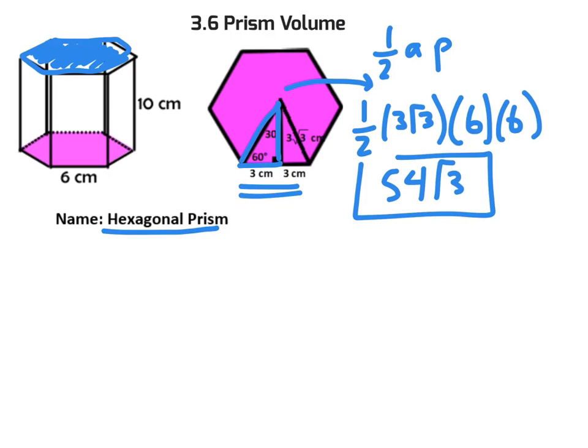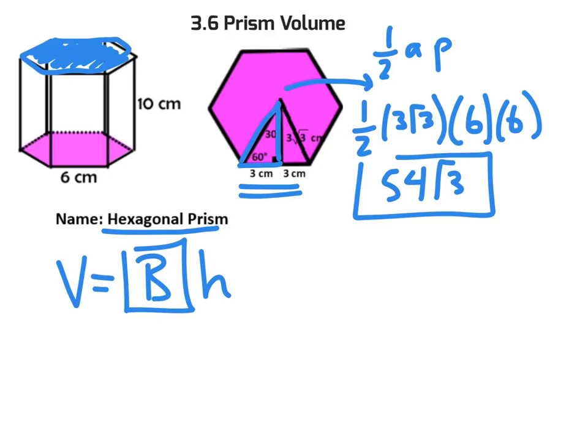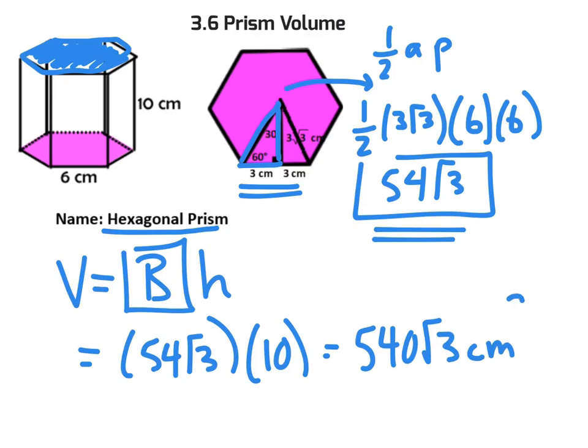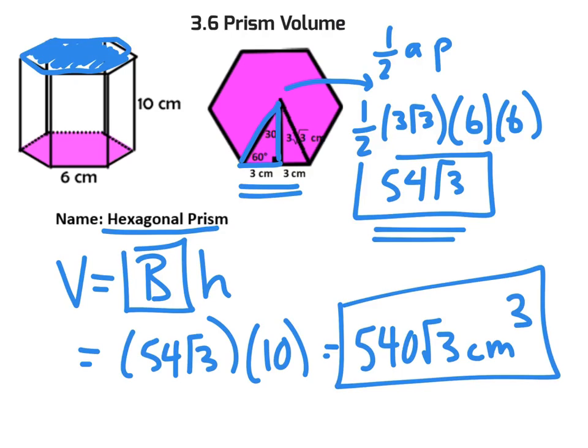Now, let's go back to the main formula, which is volume is one base stacked on its height. Now, that is this number, which is our hexagon value, multiplied by a height of 10. Hey, that's easy. 540 root 3 centimeters cubed. And again, you can turn that into a decimal if you would like.